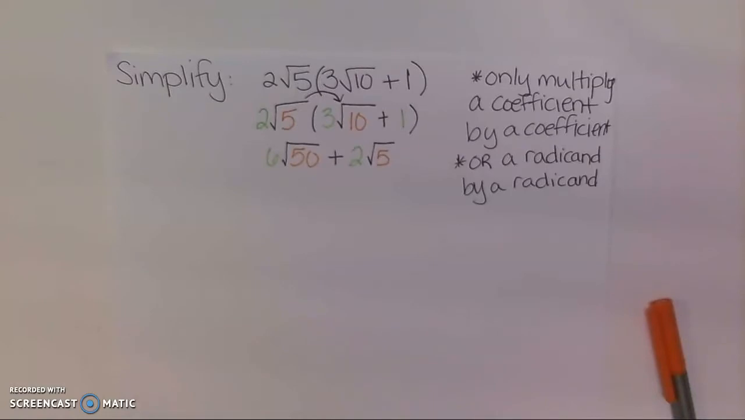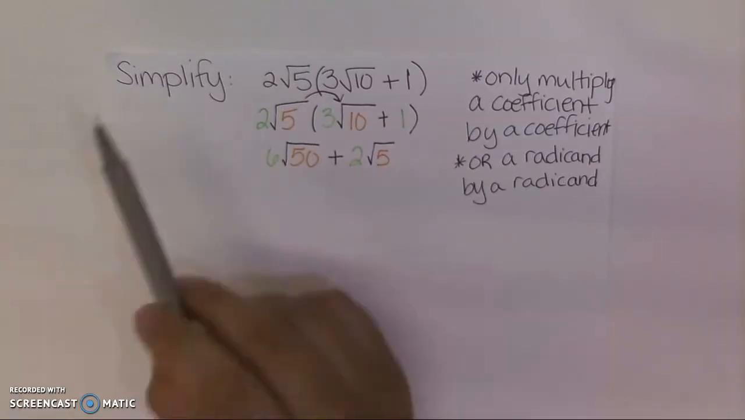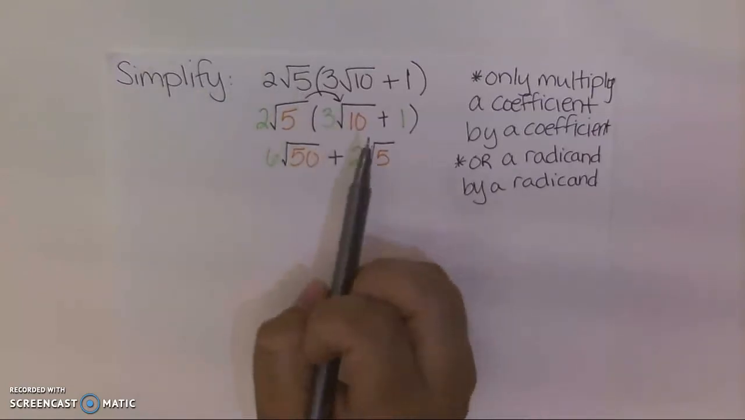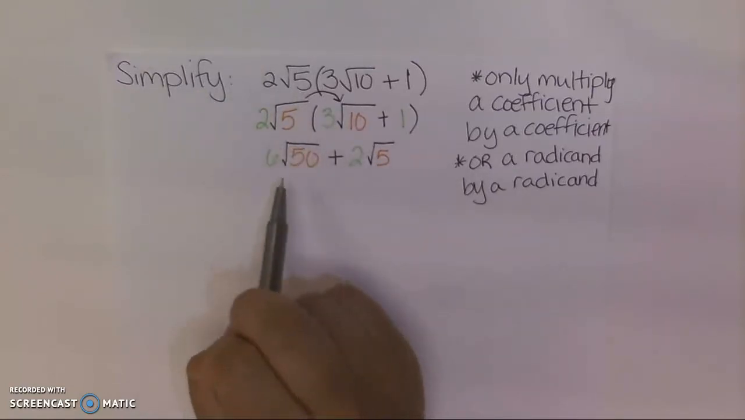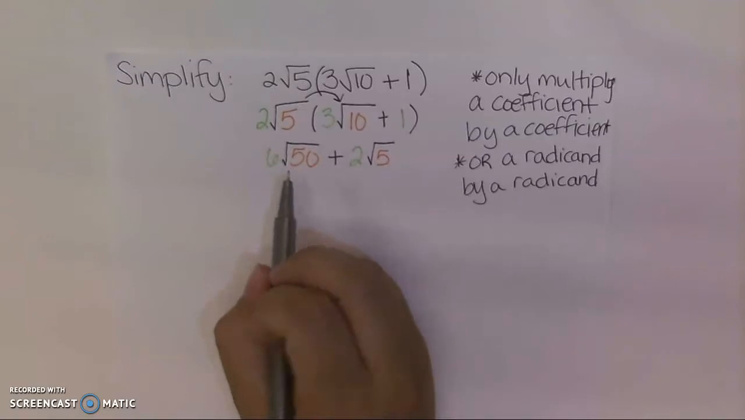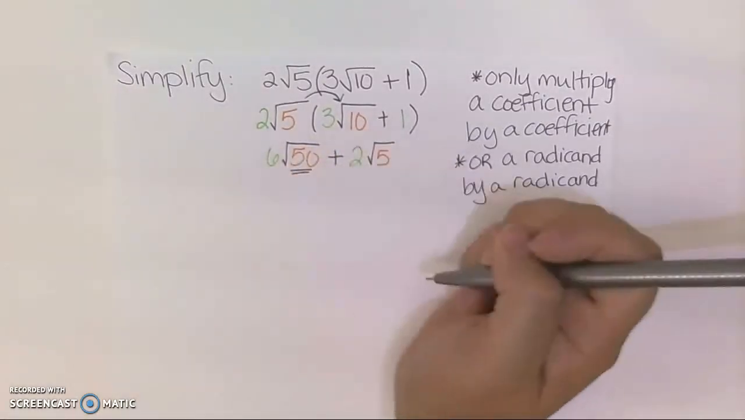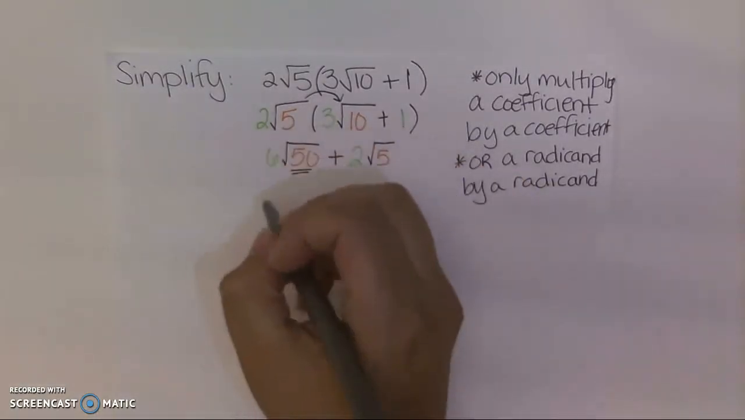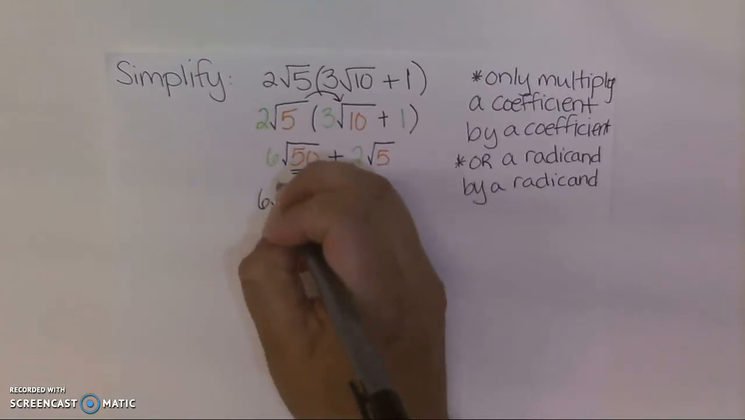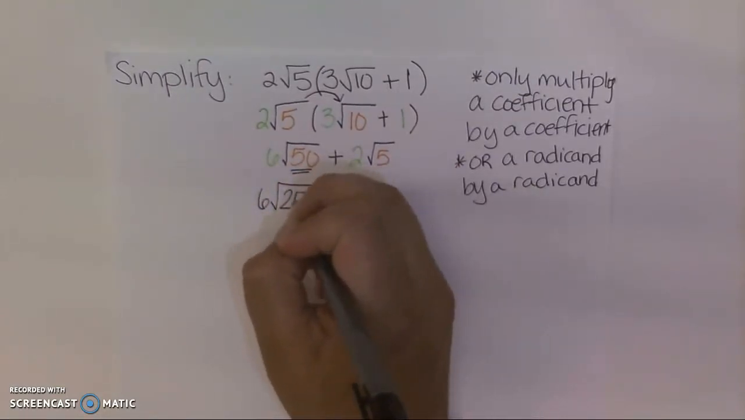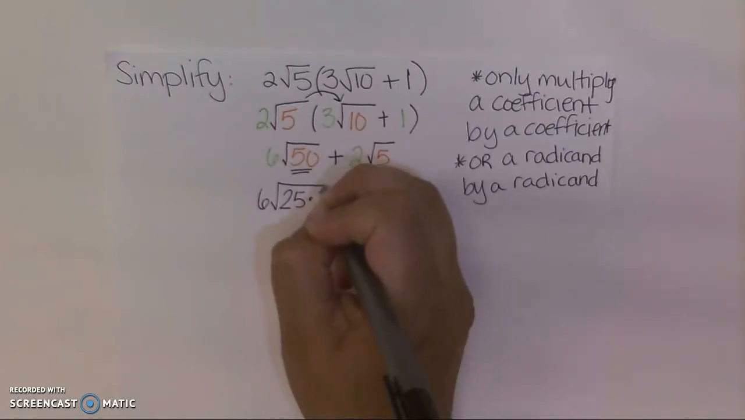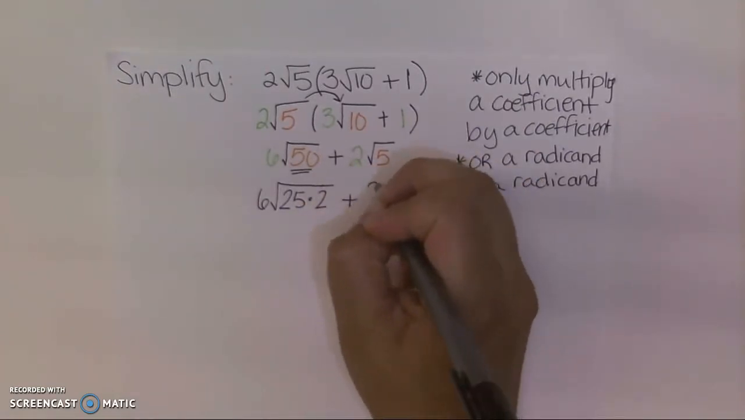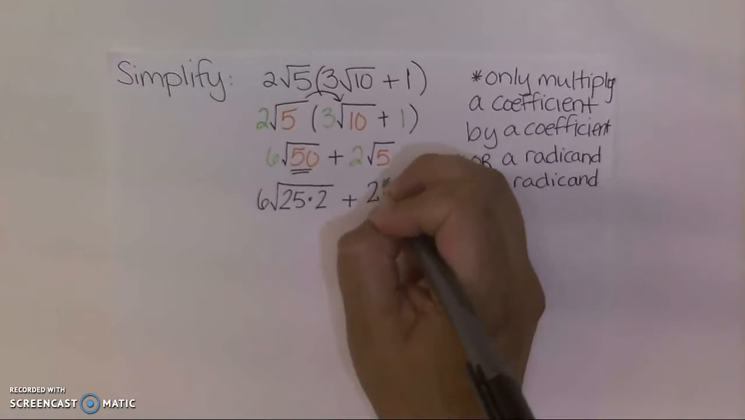So technically now we have multiplied. The problem is that we haven't made sure that this is as simplified as it can be. Because the objective here is obviously to simplify. So if I'm looking at this first guy, I know that there is a perfect square inside of 50, right? The perfect square inside of 50 is 25. So I'm going to rewrite this so that it's 25 times 2 plus 2, square root of 5.